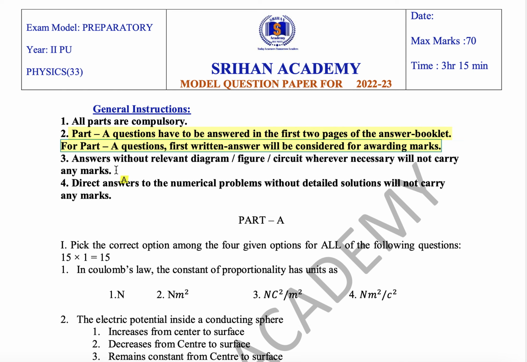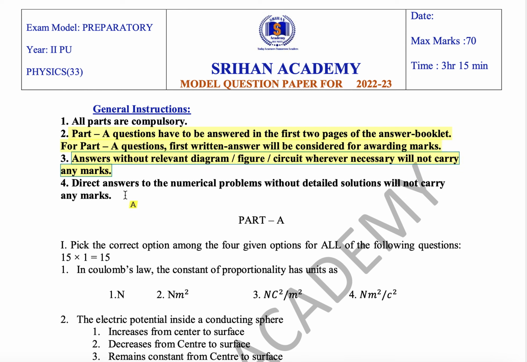And the next point: an answer without a relevant diagram, figure or circuit, wherever necessary, will not carry any marks. I'll give one example here, the first chapter, Electric Charges and Fields. There are some questions like the axial line question, the equatorial plane question, or Gauss law applications. There is a compulsory necessity for the diagram. In those cases, if you forget to draw the diagram, they will not carry any marks. This is also an important point to keep in mind.